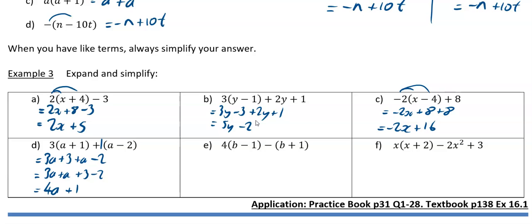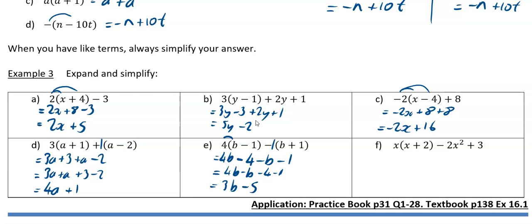Okay, next one. It's 4 times b, which is 4b. 4 times minus 1, which is minus 4. And then similar to your last one, I'm going to think about this as being minus 1 times this bracket. So minus 1 times b is minus b, and minus 1 times 1 is minus 1. So we can again group all the b's together. I have 4b minus b, and then I have minus 4 minus 1. 4b minus b will be 3b, and minus 4 minus another 1 will be minus 5.